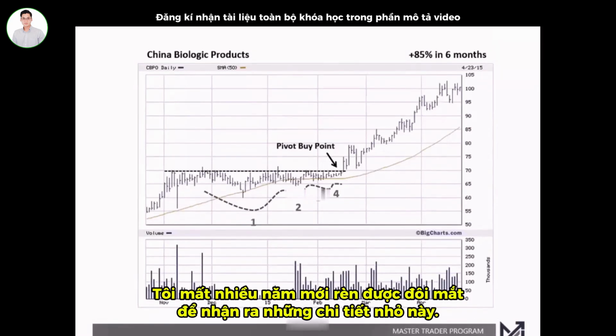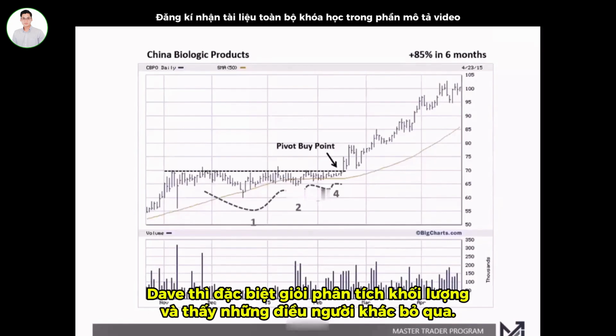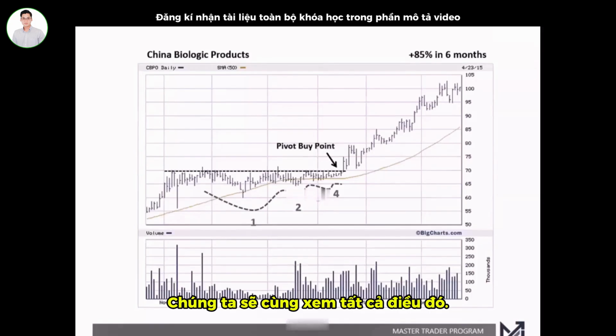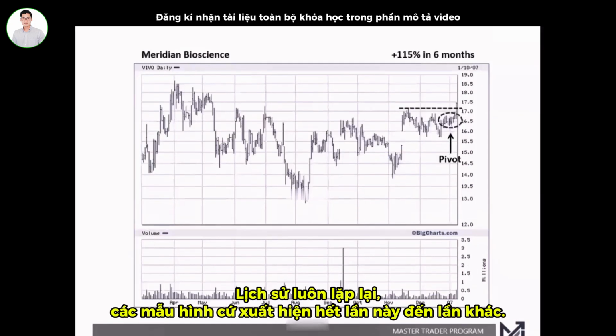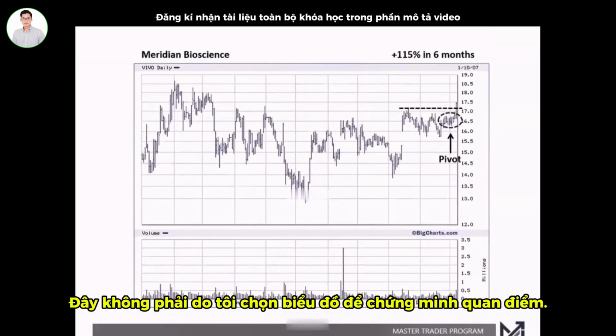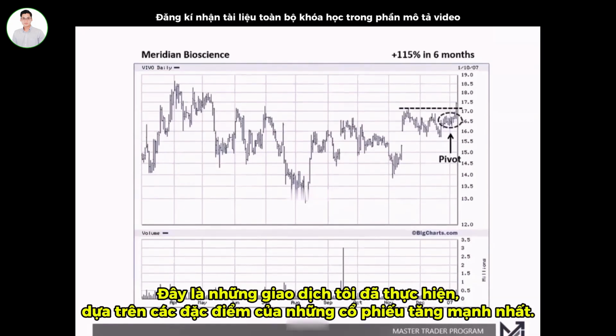It took me a lot of years to get these eyes where I can really see all the little characteristics. Dave is just phenomenal at dissecting volume and seeing things that most people just don't pick up. And we're going to go over all that here. And again, looking at these charts, history repeats. These repeat over and over. This is not something where we came and said, hey, let's go find the charts that make our point. Nope, these are all the trades that I've made.